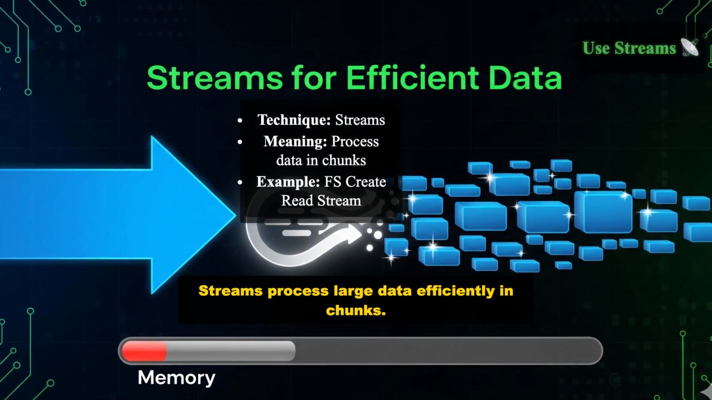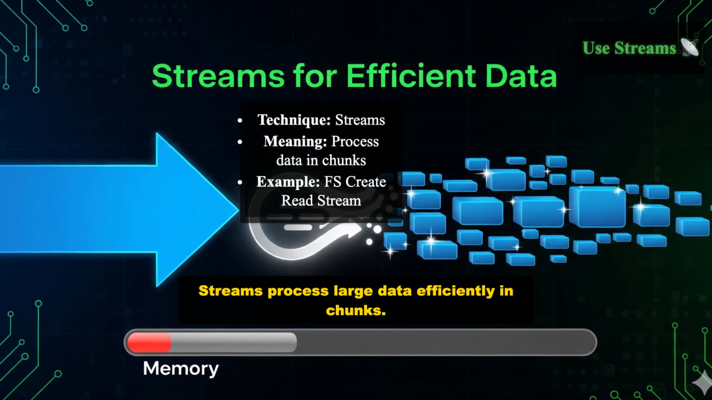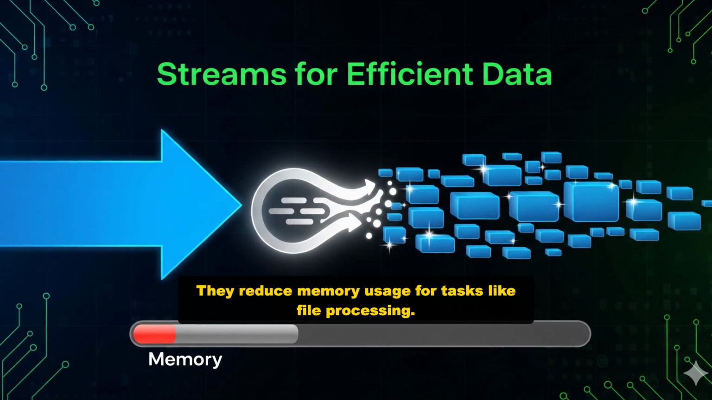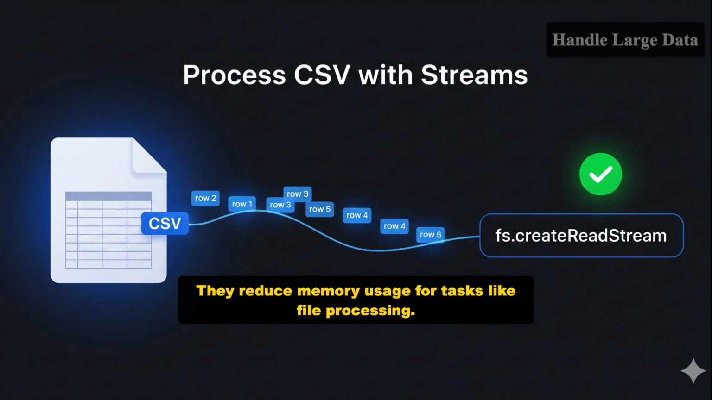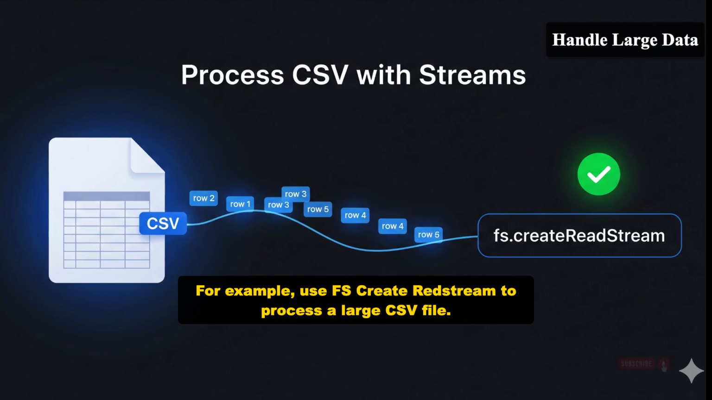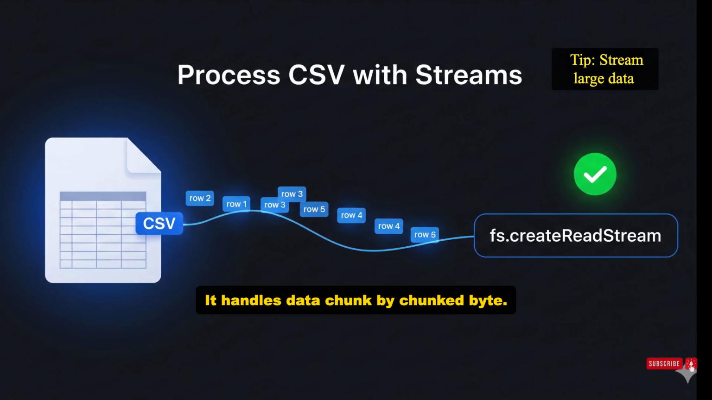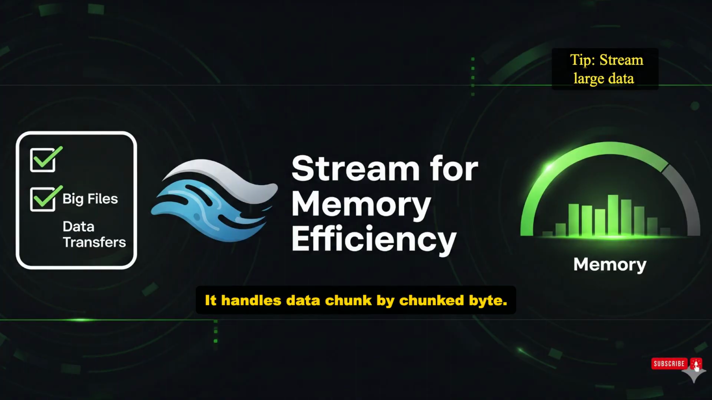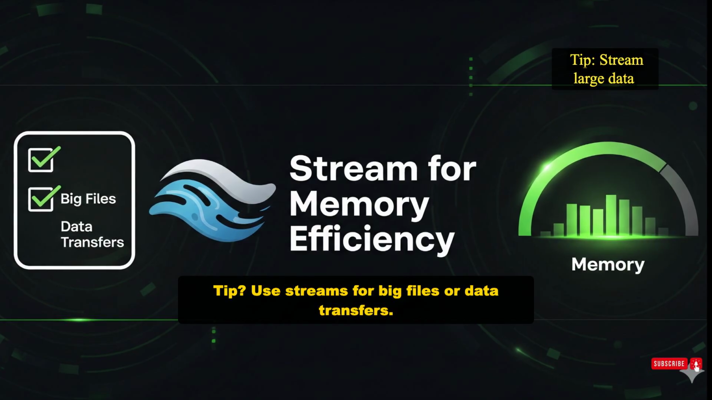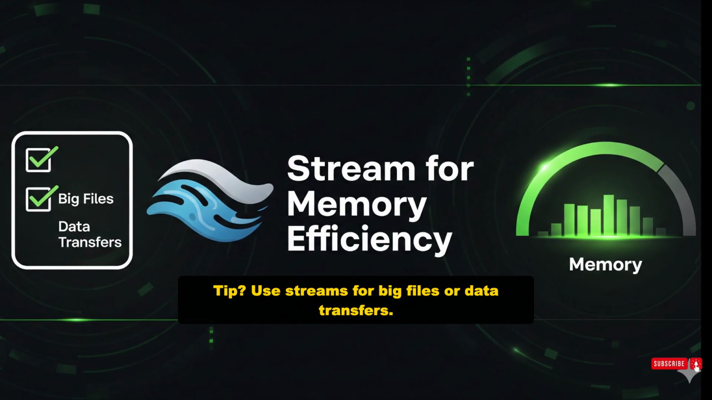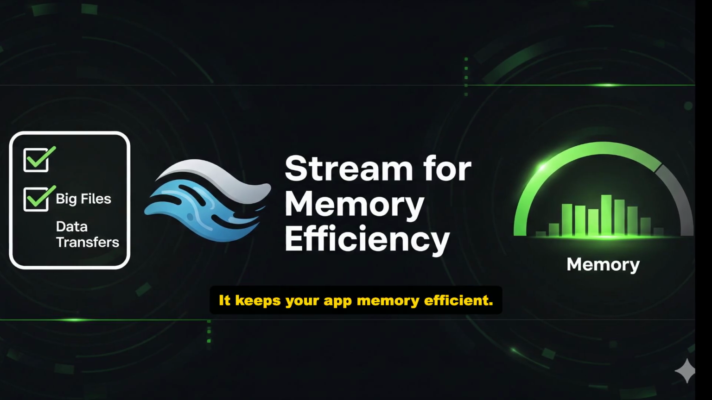Streams process large data efficiently in chunks. They reduce memory usage for tasks like file processing. For example, use fs.createReadStream to process a large CSV file. It handles data chunk by chunk. Tip: use streams for big files or data transfers. It keeps your app memory efficient.